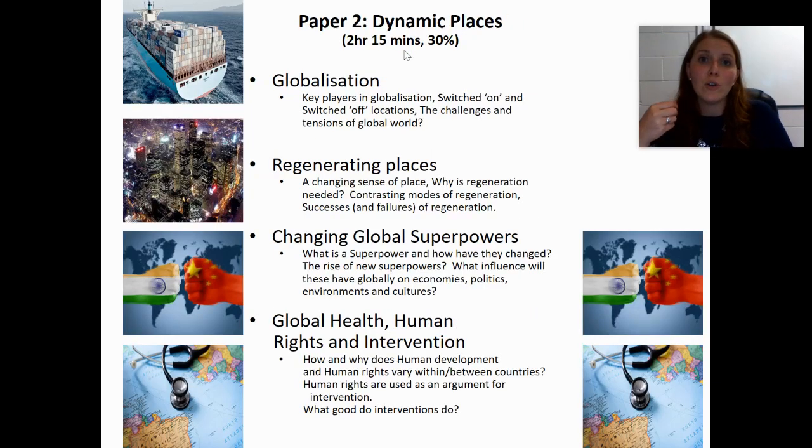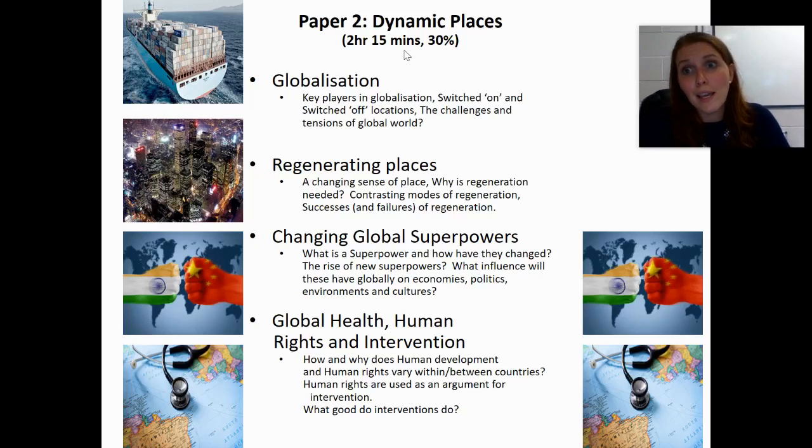Paper 2 is focused on dynamic places, so this is more human geography. Globalisation is key in the challenges and tensions in our global world. All you need to do is look into a newspaper article and you'll see straight away globalisation. Regenerating places, both at a local and national scale, thinking about how there might be successes and failures of different projects, and really getting students to evaluate why regeneration is needed.